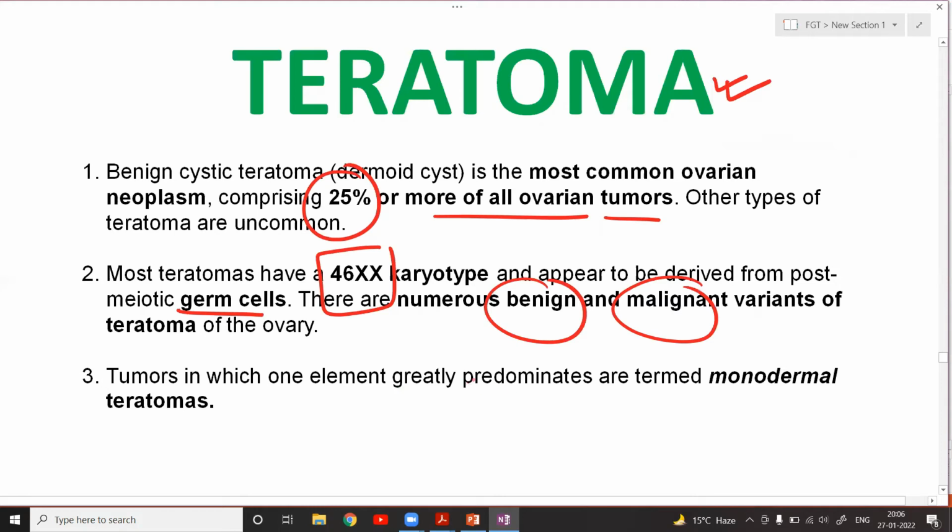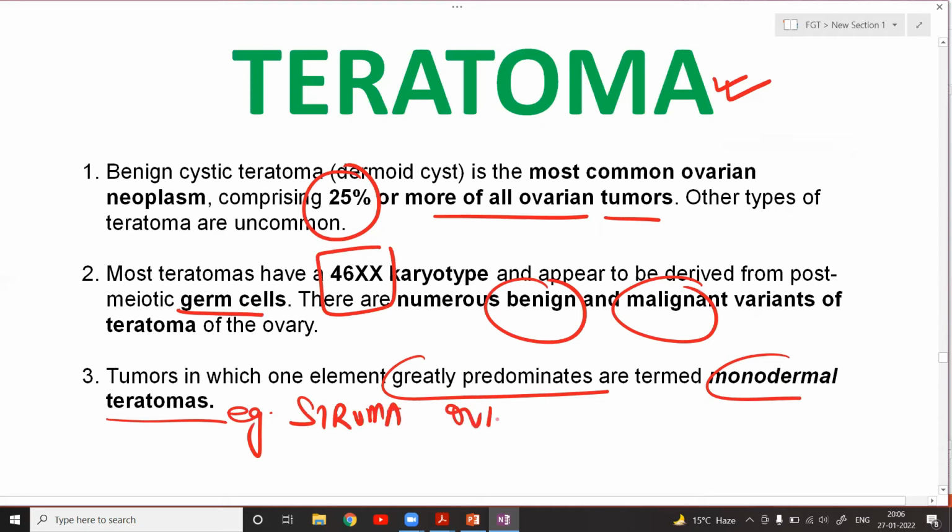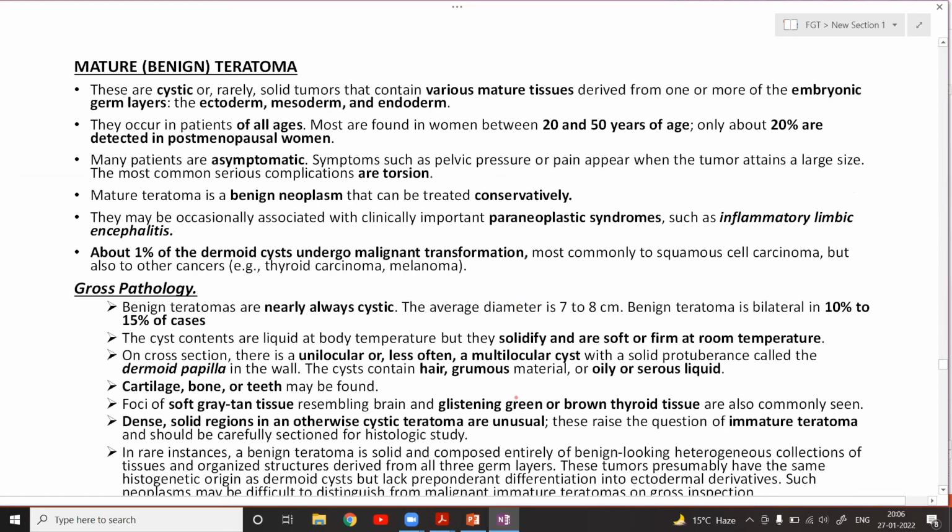A teratoma in which one element greatly predominates is called a monodermal teratoma. An example is your struma ovarii. Okay. So, mature teratoma.